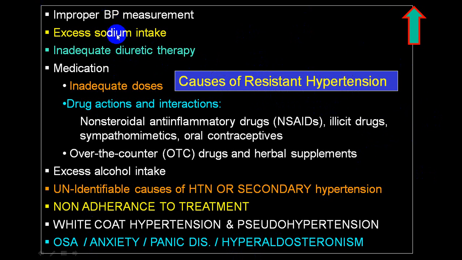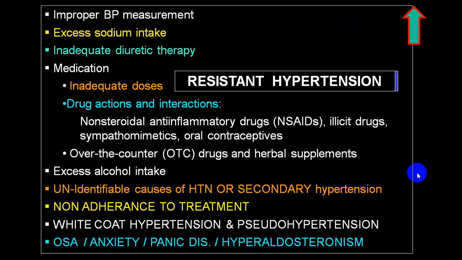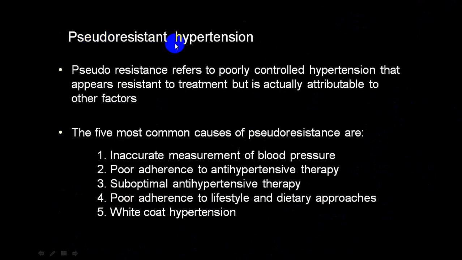Proper blood pressure measurement, sodium, diuretic, steroid, oral contraceptive pills, sympathomimetic drugs, OTC products, which is herbal preparation, Ayurvedic preparation containing good quantity of steroids, alcohol intake, secondary hypertension, non-adherence to treatment, as well as white coat hypertension, mask hypertension, etc. It can be hyperaldosteronism, pseudo hypertension, OSA, anxiety, panic disorder can be a cause of resistant hypertension. Keep that in mind. What is pseudo-resistant?